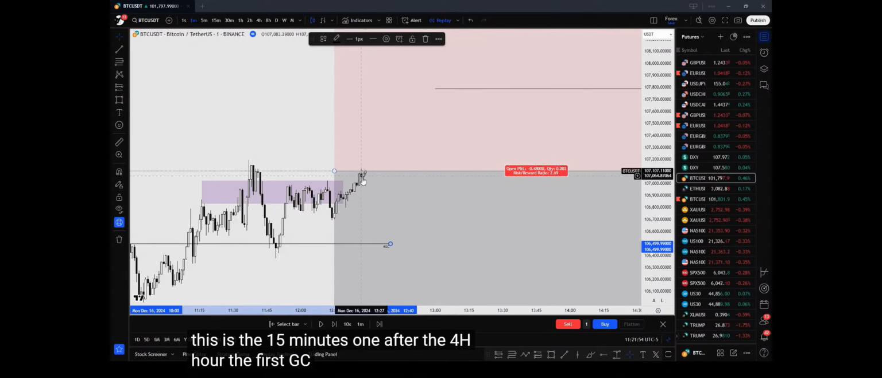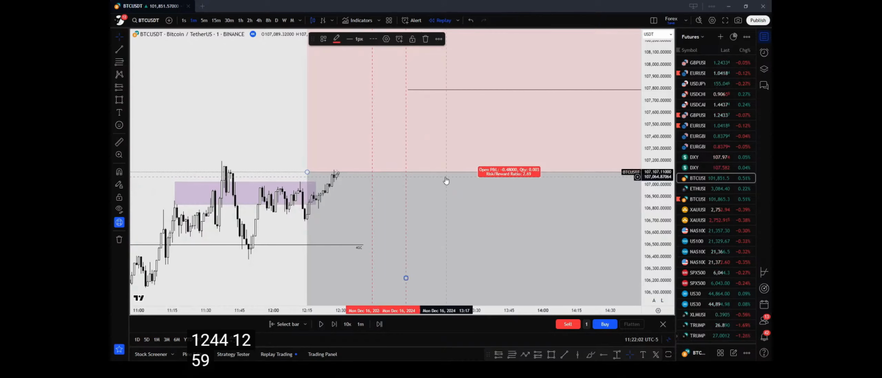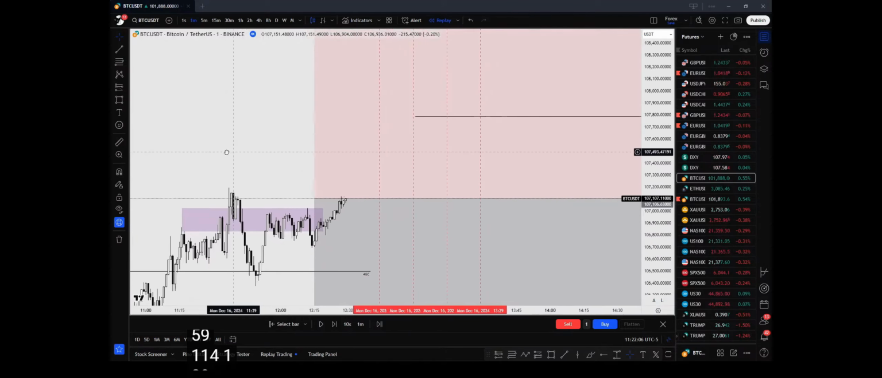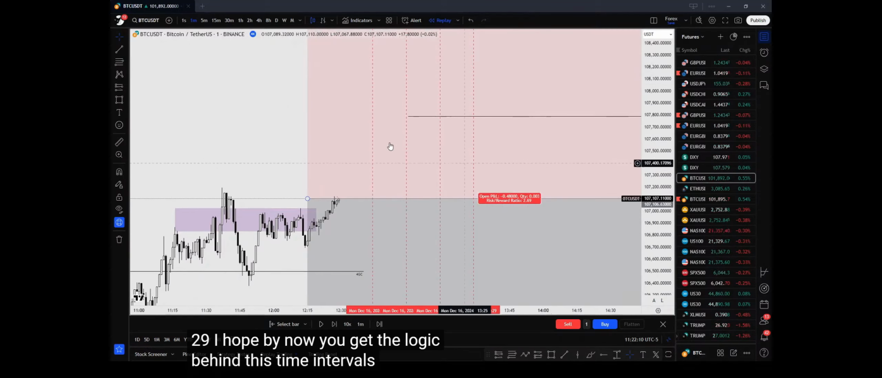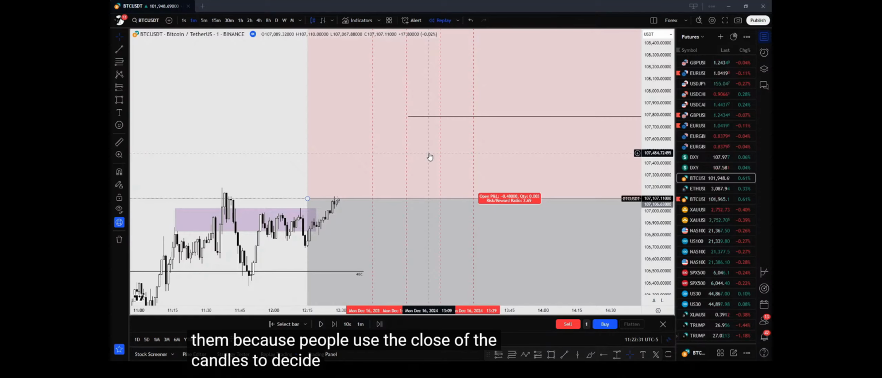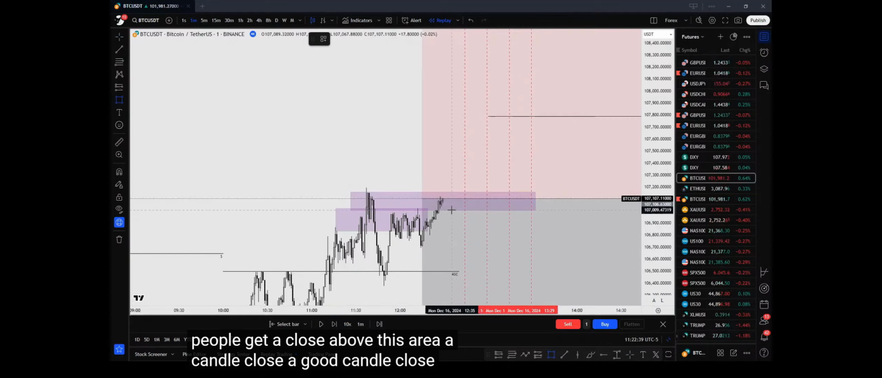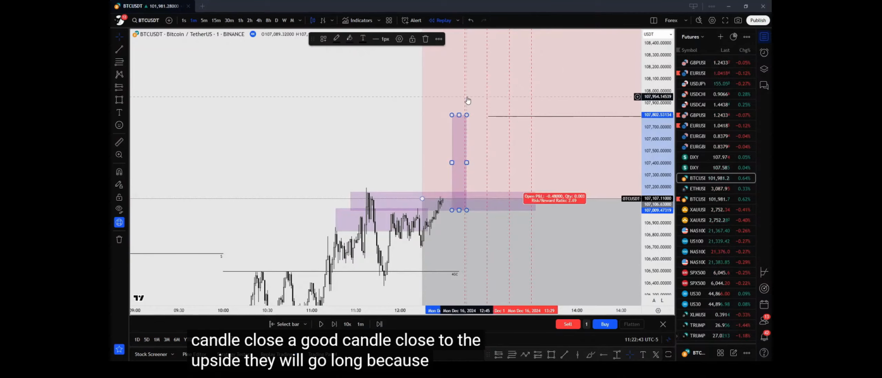The first GC, first 15 minutes one. The next one will be at 12:44, 12:59, 1:14, 1:29. I hope by now you get the logic behind this time intervals. They're the exact point where the PCs and the GCs get closed, and when they get closed, they will give reactions. People will react to them because people use the close of the candles to decide if they want to go long or short. So if people get a close above this area, a candle close, a good candle close to the upside, they will go long because of the breakout.